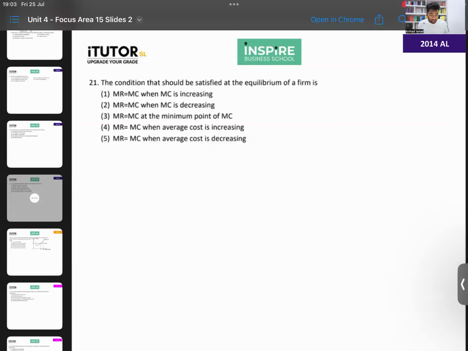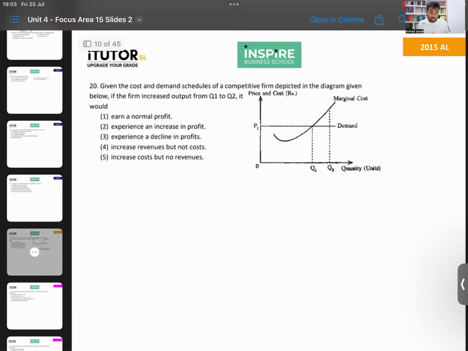So today I'm going to start off with the next question, that is the 2015 A-levels question number 20. We'll try to finish off the MCQs quickly, and then we'll move into our essay question. So the faster we do this, the faster the class will finish. Okay, let's start. So question number 20.